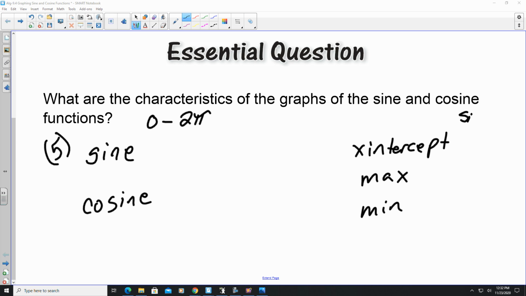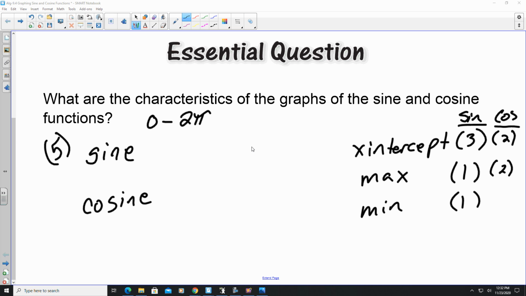So if I had a sine function in a general sense, we are going to have 3 x-intercepts, and I'm going to show you what they are with respect to a formula. When you have a maximum value for these functions, we are going to have simply 1 maximum value, and for sine, you're going to have simply 1 minimum value. For cosine, we are going to have 2 x-intercepts. We are going to have 2 maximum values, and we're going to have 1 minimum value.